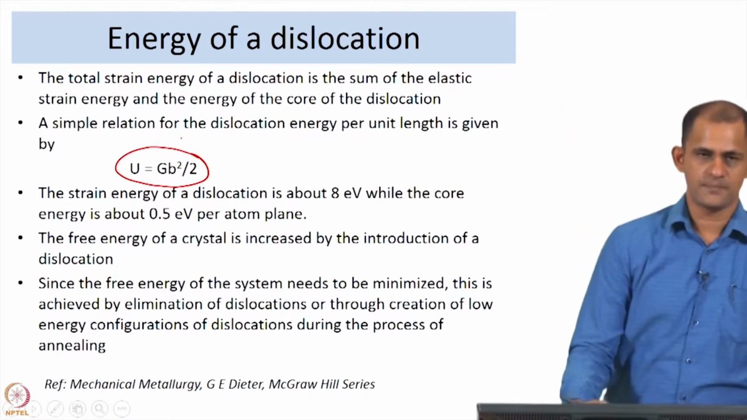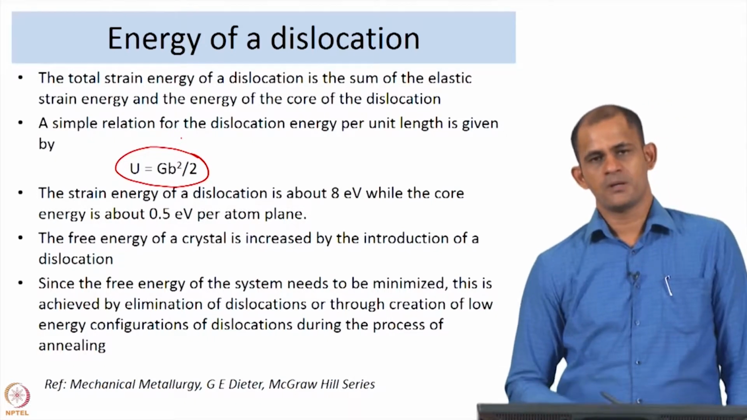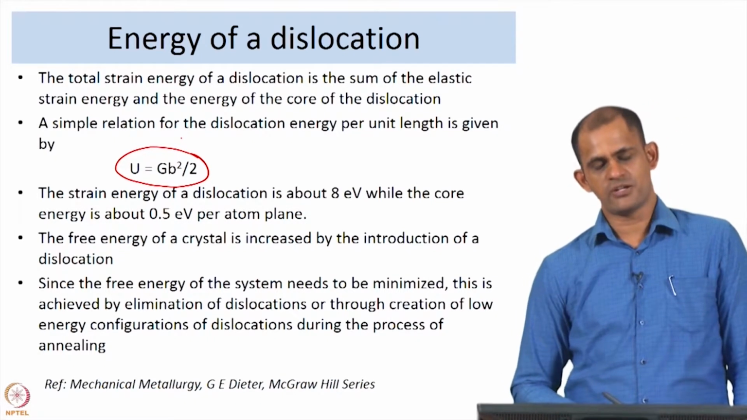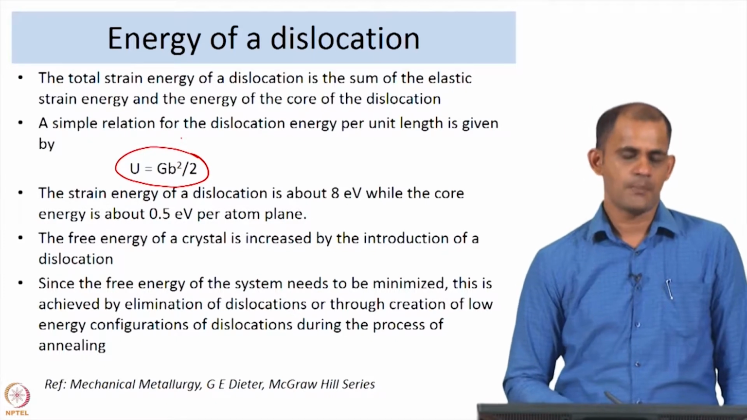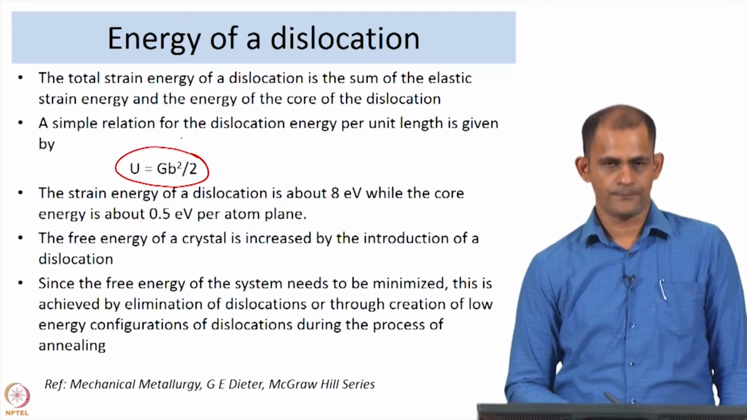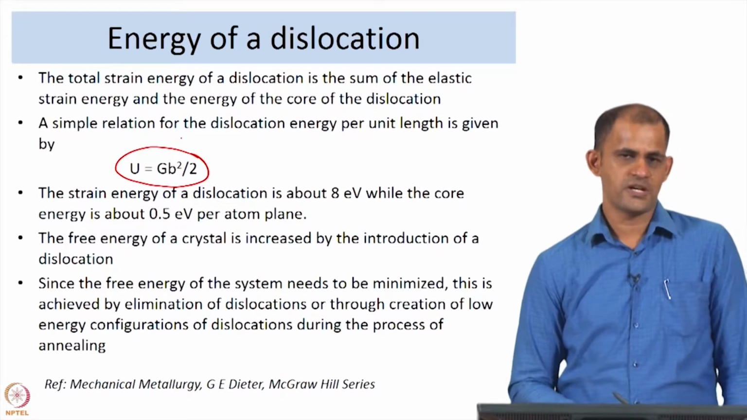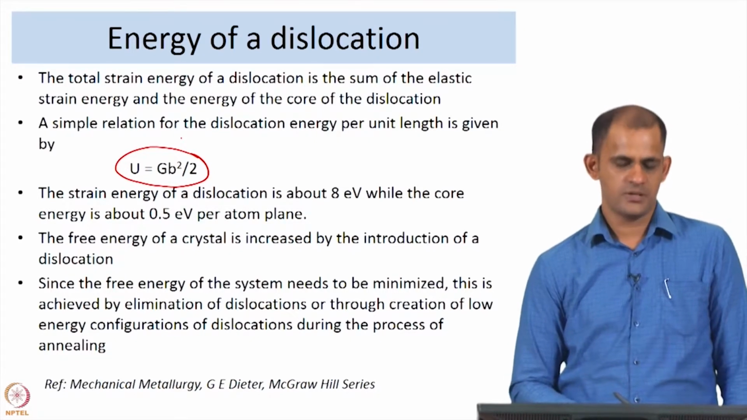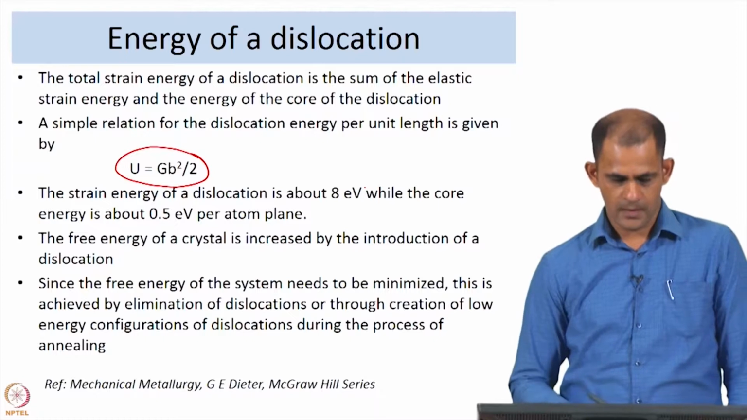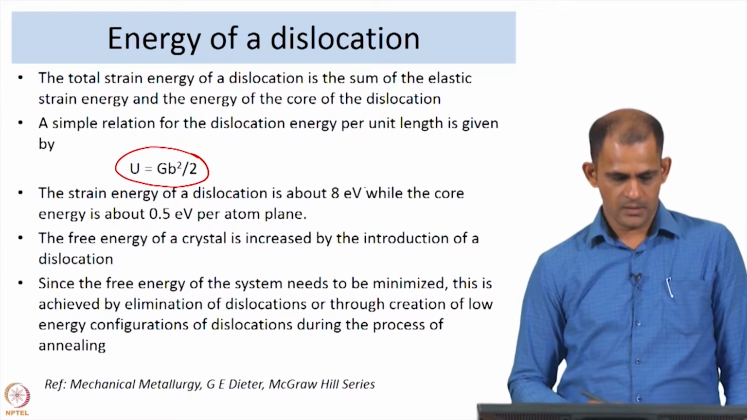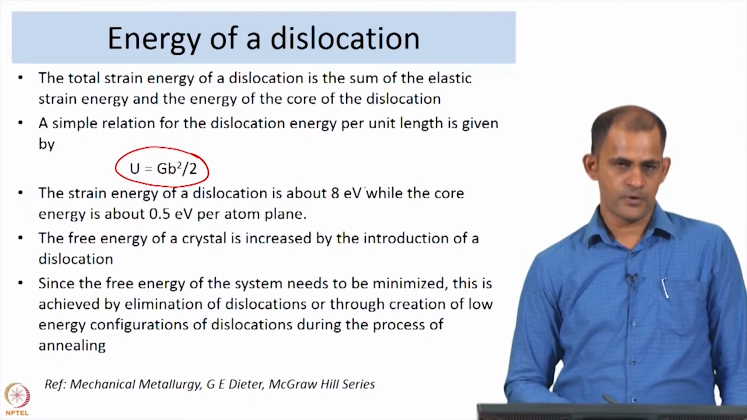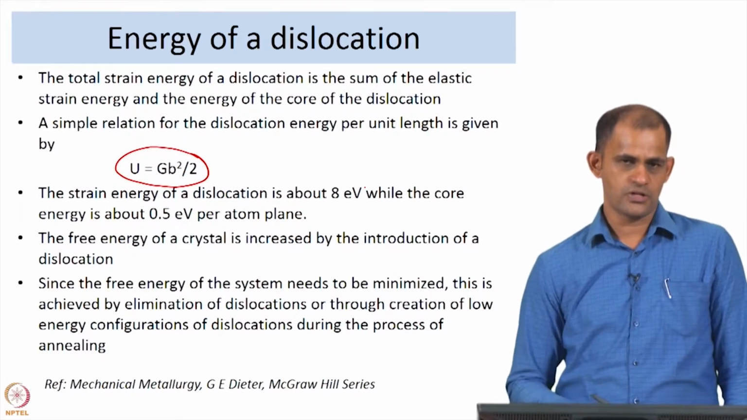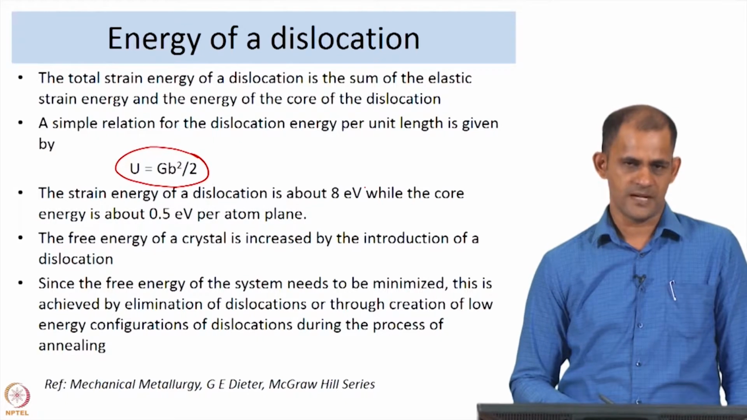Again, this relationship shows that the strain energy of the dislocation is dependent on the shear modulus of the material as well as the Burgers vector b of the material. It has been found that the strain energy of a dislocation is around 8 electron volts, whereas the energy of the core of the dislocation is about 0.5. So, the total energy of the dislocation will be around 8.5 electron volts per atom plane.